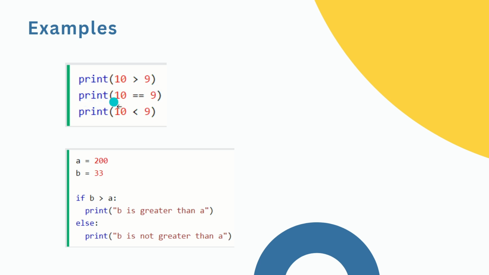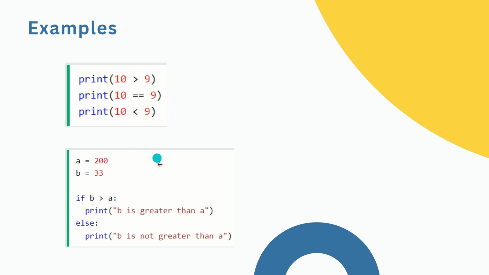In the second line it says print 10 equal to 9. We saw in the operators that double equal to means they should be the same. If they are the same, then it returns true. In this case 10 and 9 are not equal, that's why the second print statement should return false. Now the third one says 10 is less than 9. Again this is a logical expression and it is false because 10 is not less than 9. So these three statements will print true, false and false.